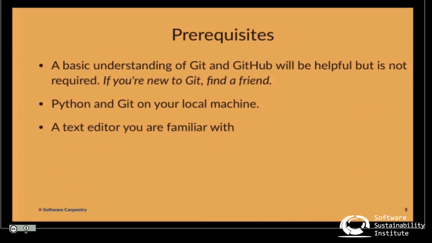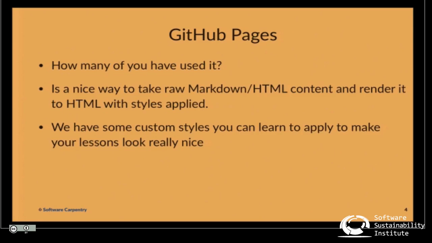So the prerequisites here are a basic understanding of Git and GitHub, which would be helpful but is not required. If you need to Git, find a friend. So if you haven't done much Git, sit next to somebody who has. You need Python and Git on your local machine just for this one little Python script. If you look at the source of it, it's super simple. It doesn't even need to be a Python script, but it is. And then a text editor. We'll just use the GitHub web interface to edit things, or if you want to use a text editor.